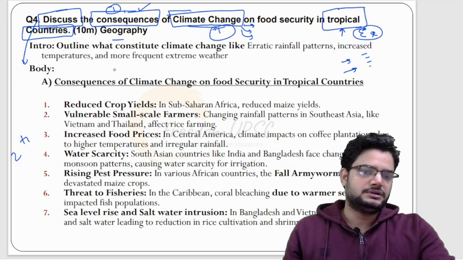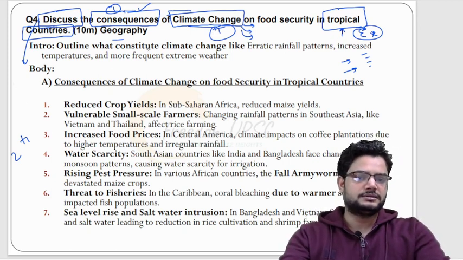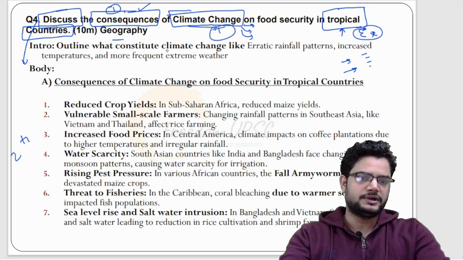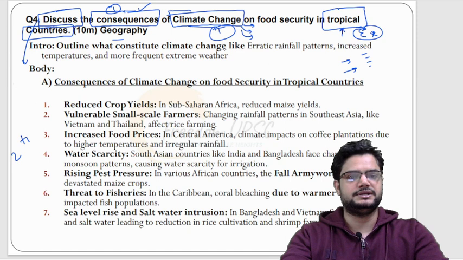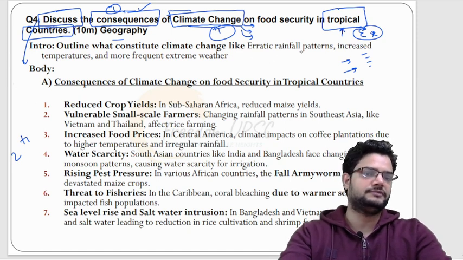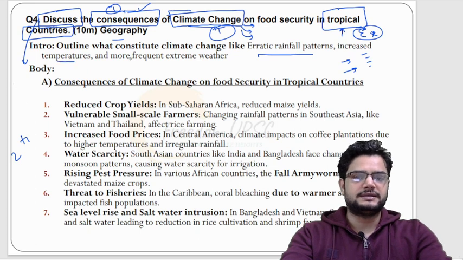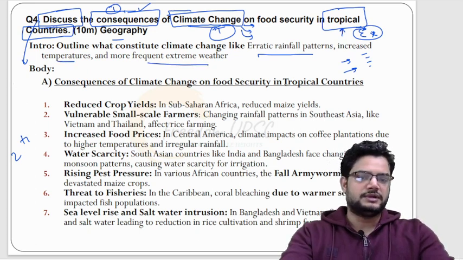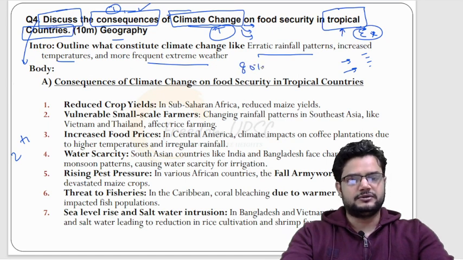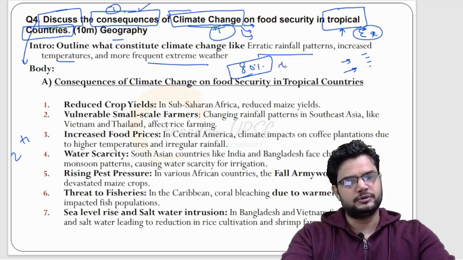Coming to the introduction, what can you say in it? In the introduction you say what climate change is and what its various negative features are, for instance erratic rainfall patterns, increased temperatures and more extreme weather. You can also say that up to 80% of tropical landscape is vulnerable to climate change, as given in a report by the World Bank.